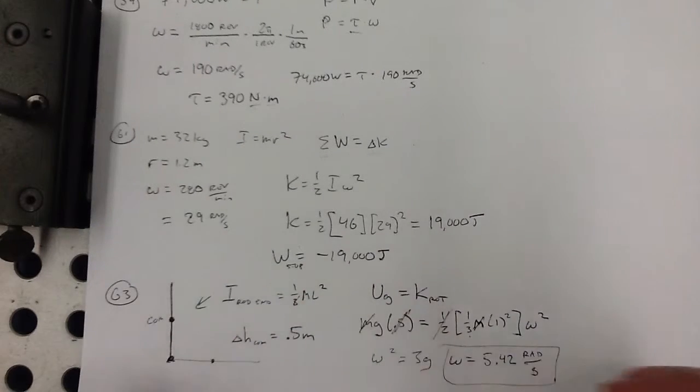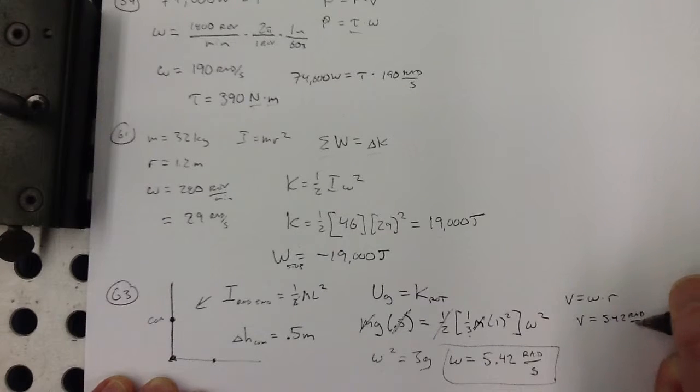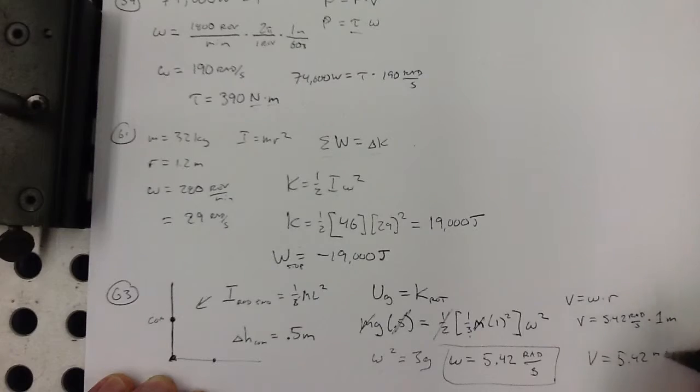And since it's the end of the stick, I know that v is equal to omega times r. So the end of the stick is actually 1 meter away from the axis. So we just multiply by 1. So it's actually 5.42 meters per second.